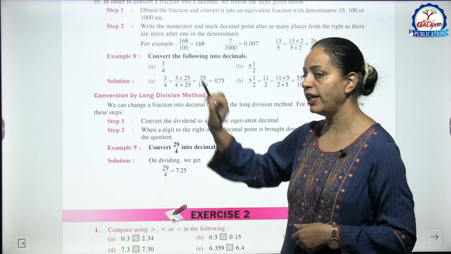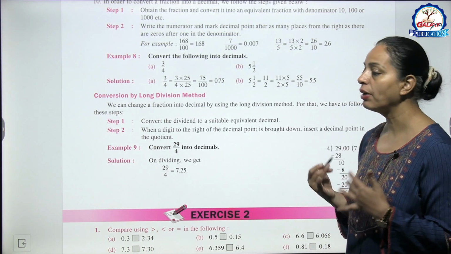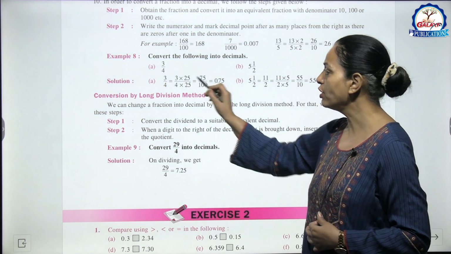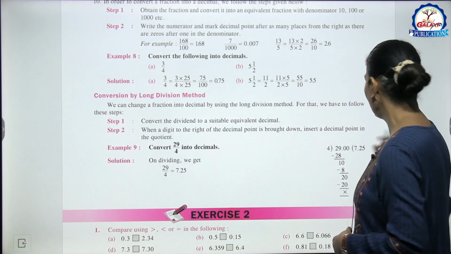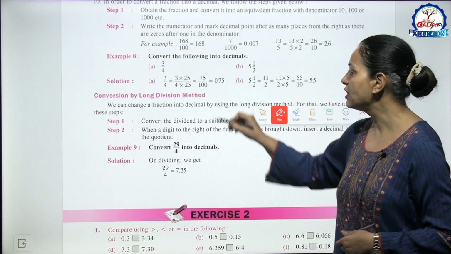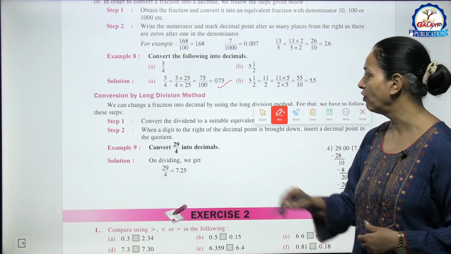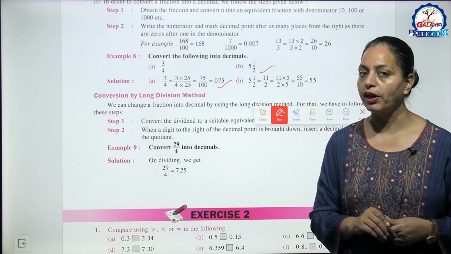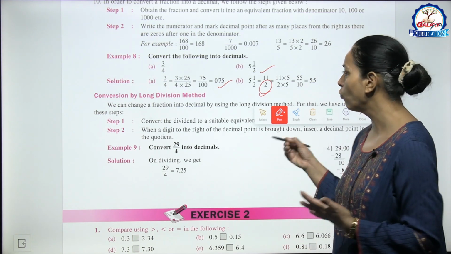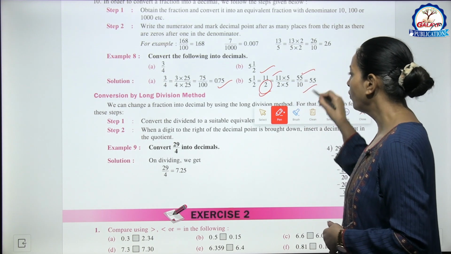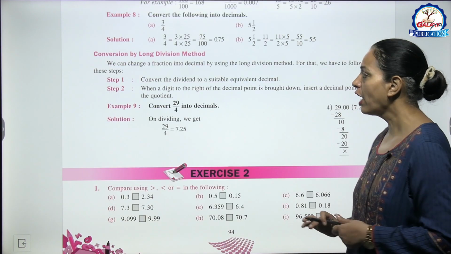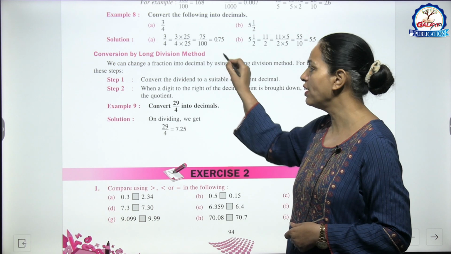Now 4 we cannot make 10, but we can convert 4 into 100. 4 into 25, so 3 into 25, right? So 75 upon 100. Now write in the decimal form, 0.75. Now B part, 5 whole 1 by 2. This is 11 by 2. 2 we can make 10. 2 5s, 11 5s, 55 by 10. That is 5.5.